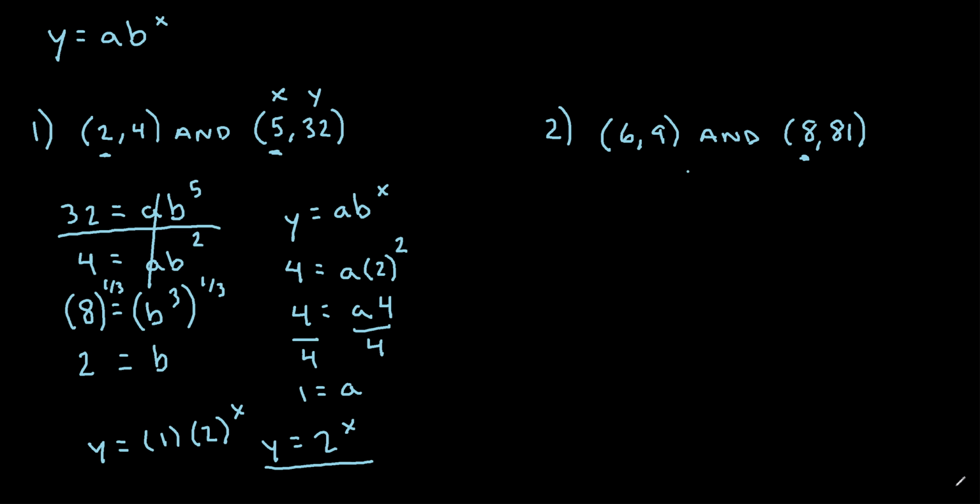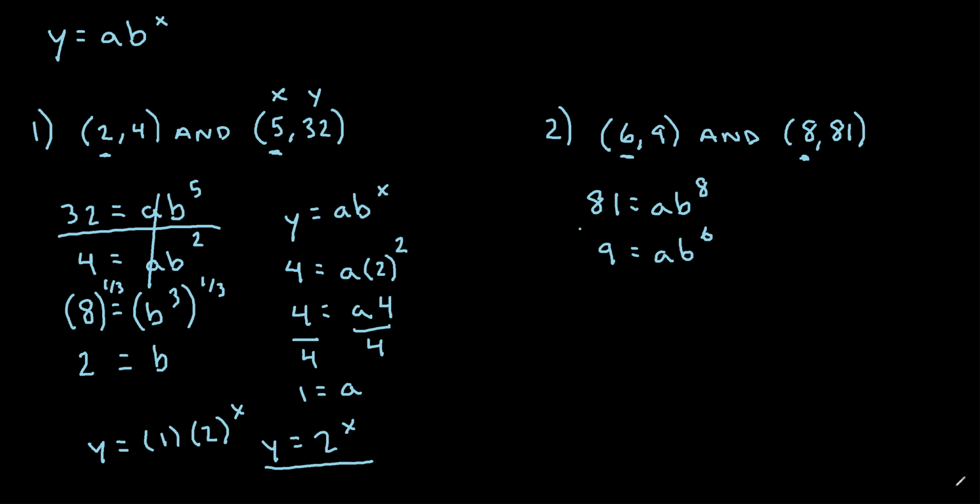So we get y is 81 equals a times b to the 8. So we wrote the first one, and now we're just going to plug in the other coordinate pair, (6, 9), into the exact same equation. So we get 9 equals a times b to the x, in this case 6.